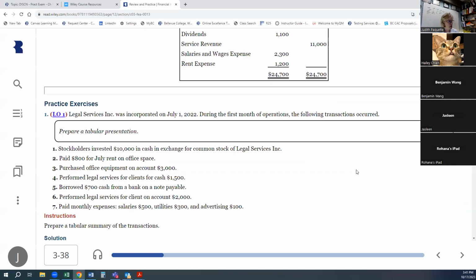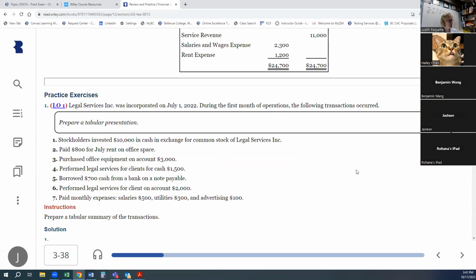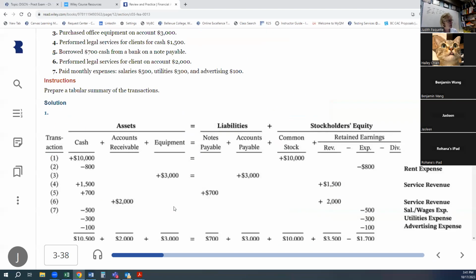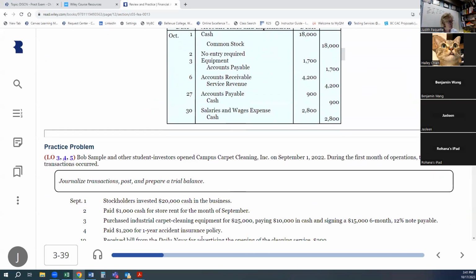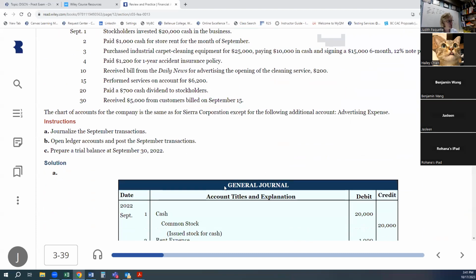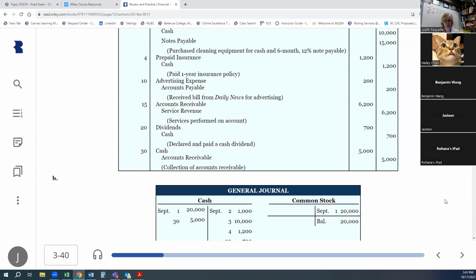So I know you guys have pretty busy lives. So here's a whole practice exercise, more solutions, more journal entries, and more solutions. So you really can drill and get immediate feedback using the end of chapter practice problems.